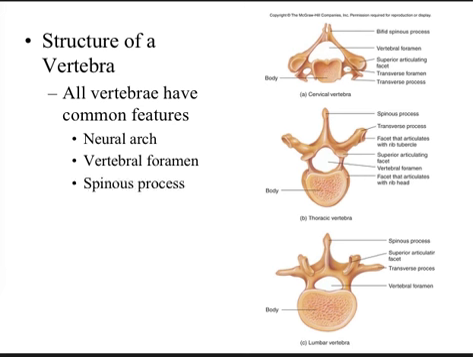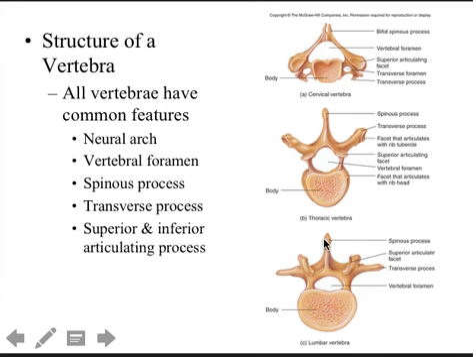The spinous processes project posteriorly and inferiorly, so they always indicate the back part of any vertebra. The body is on the anterior portion. The transverse processes project laterally, so you can see some transverse processes here, here, and here.